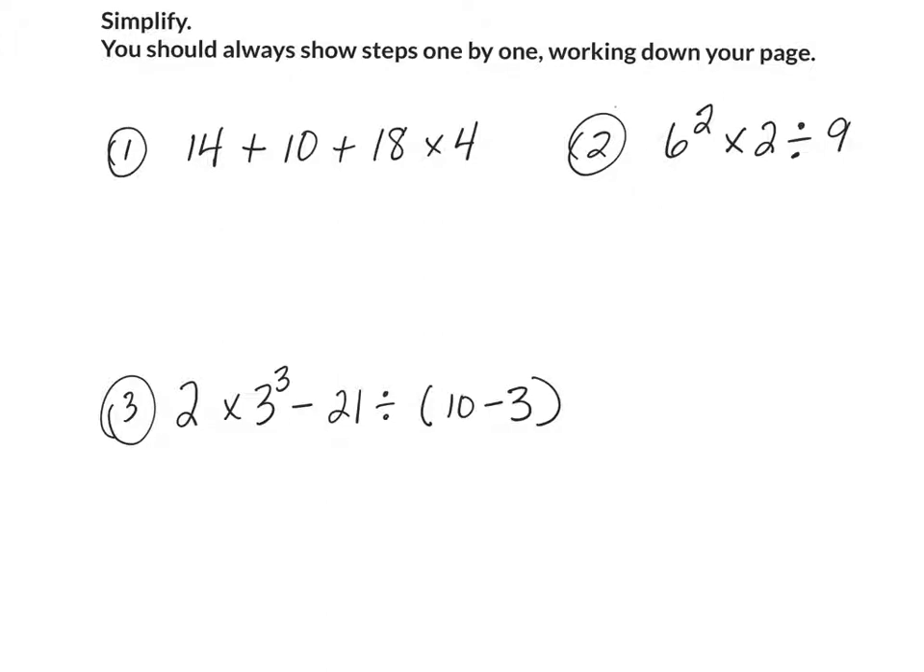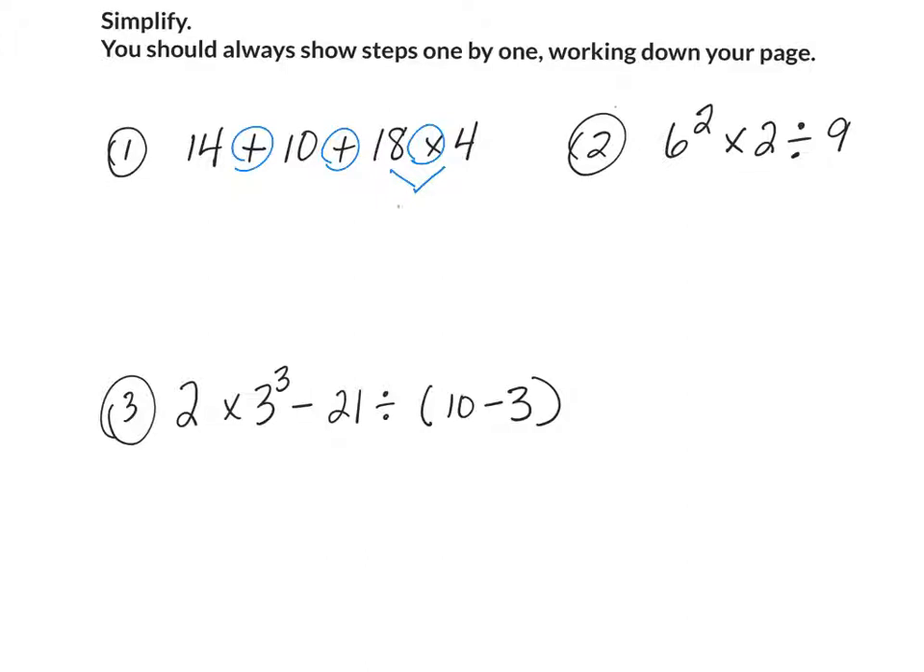So let's take a look at number 1. Number 1 says 14 plus 10 plus 18 times 4, and we need to simplify this to come up with one number. The operations that are involved are addition and multiplication. I circle them sometimes just to remind myself how many steps this is going to take. The first step I'm going to do is going to be either addition or it's going to be multiplication. And according to our order of operations, we should always multiply before we add. So we're going to start with 18 times 4. I'm going to make a small arrow, and I'm going to simplify 18 times 4.